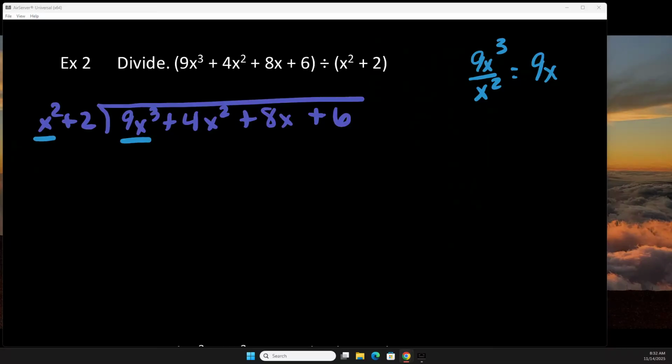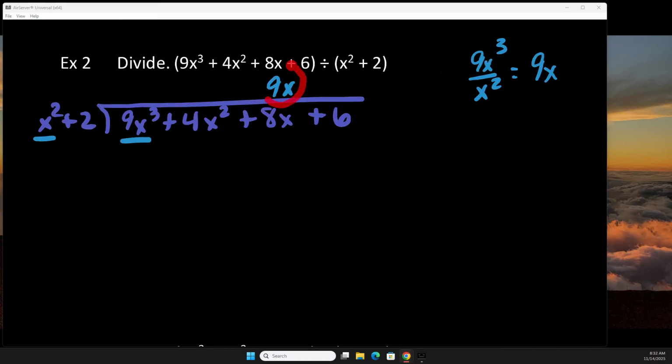Now, I really like to keep my like terms lined up. And so that 9x I would put up here. Right. And then if you like doing it the other way, you ask yourself, what do you multiply x squared by to get 9x cubed? And that is going to be 9x. So however you like to think about it is fine, but you do need to find a way that makes sense to you.